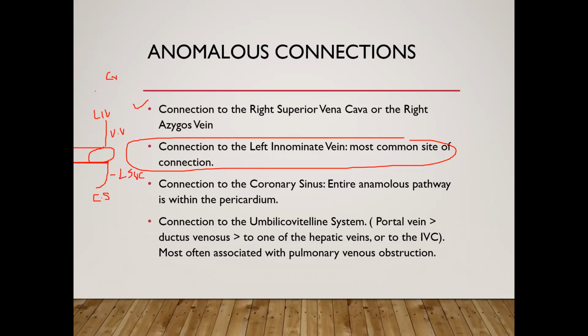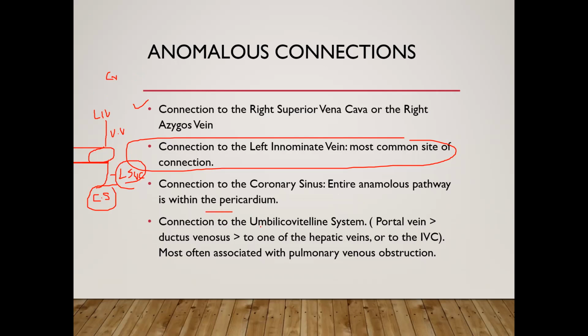If it is connected to the left innominate vein, which is draining into the right SVC, that connection between the PVC and LIV is the vertical vein. If it is draining into the coronary sinus, this is the left SVC. This is the difference between vertical vein and left SVC. And in connection to the coronary sinus, the entire anomalous pathway is within the pericardium.